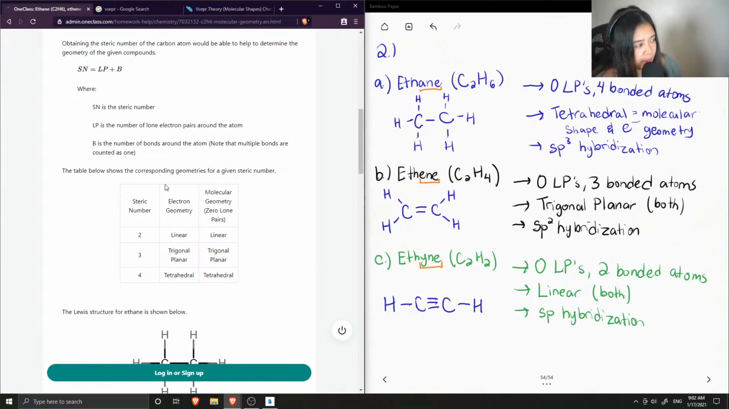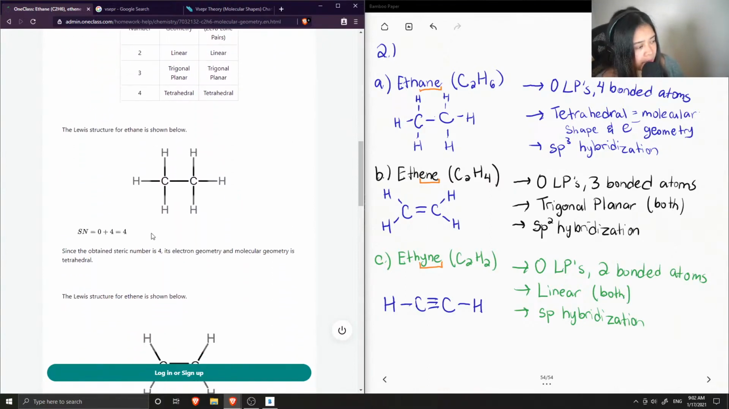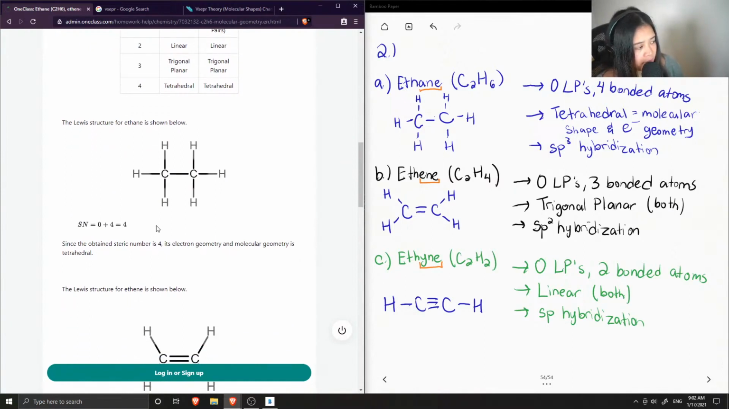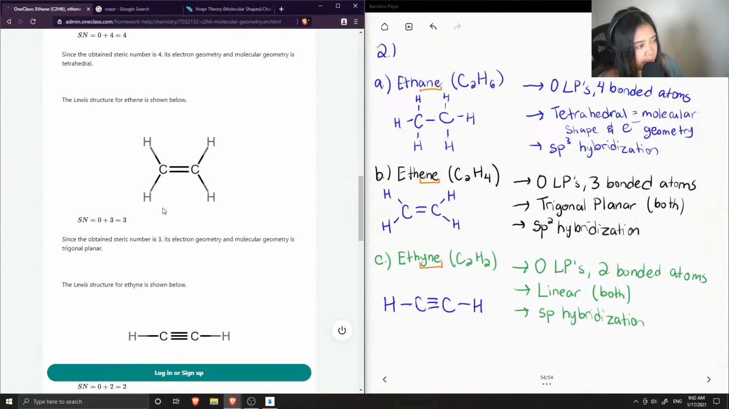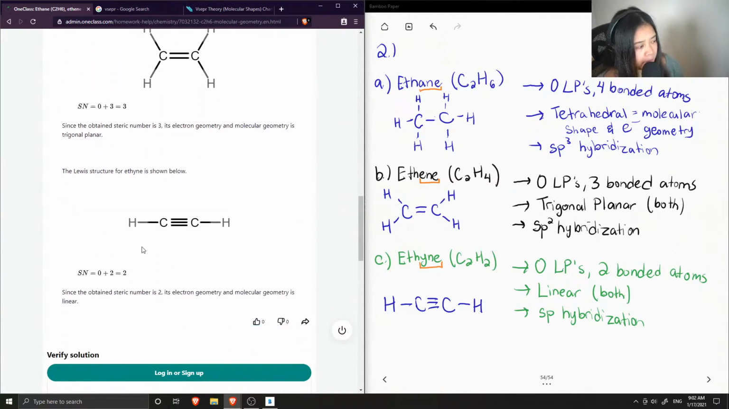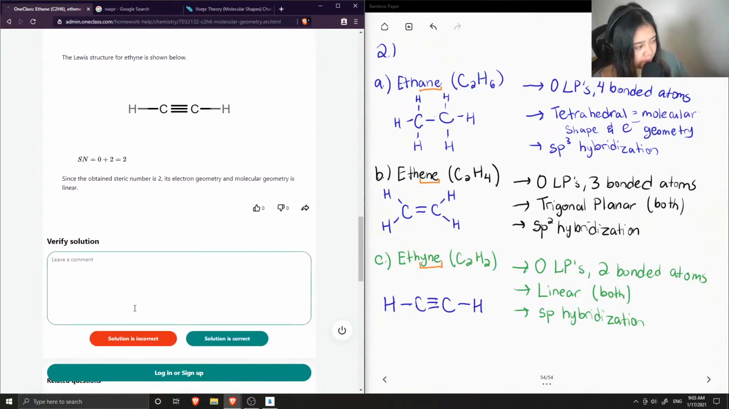So when you have a steric number of 2, you have linear, and when you have 0 lone pairs, it's going to be the same. 3 is trigonal planar, 4 is tetrahedral. The Lewis structure for ethane is shown below. They have the same structure and also got tetrahedral. For ethene, they have the double bond and they have trigonal planar. And then for ethyne, they have the triple bond and a linear electron geometry and molecular geometry. So this solution is correct.